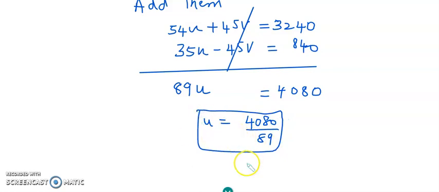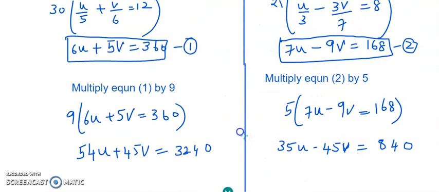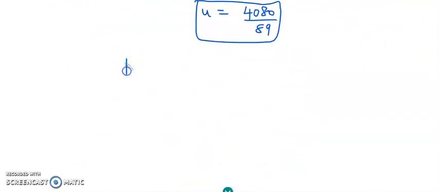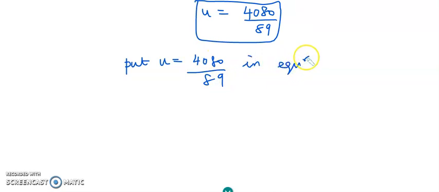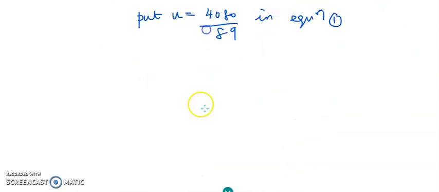Okay. Now we are going to plug in this value of u in one of our equations. Let's say we'll put it in equation number 1. So we'll put u equals 4080 divided by 89 in equation 1. Right? What is my equation 1? It's, yes, 6u plus 5v equals 360.